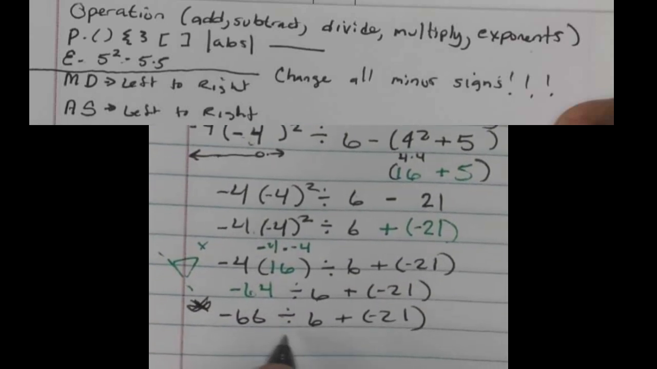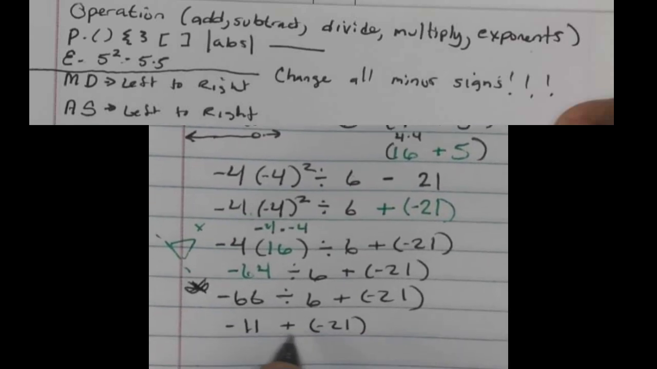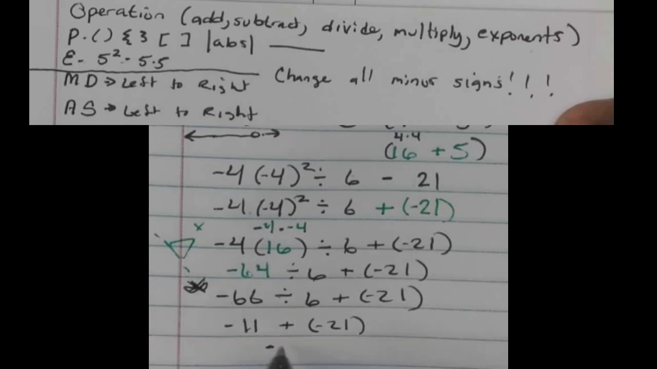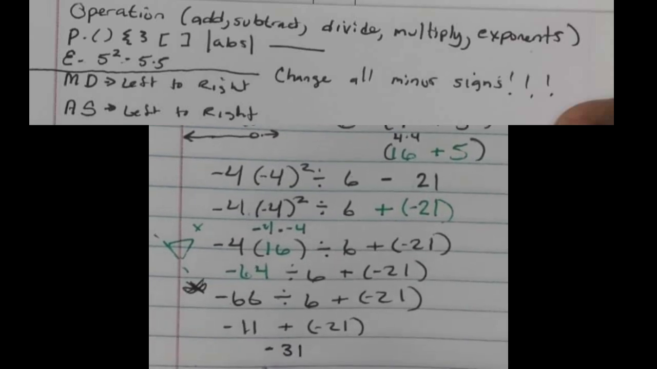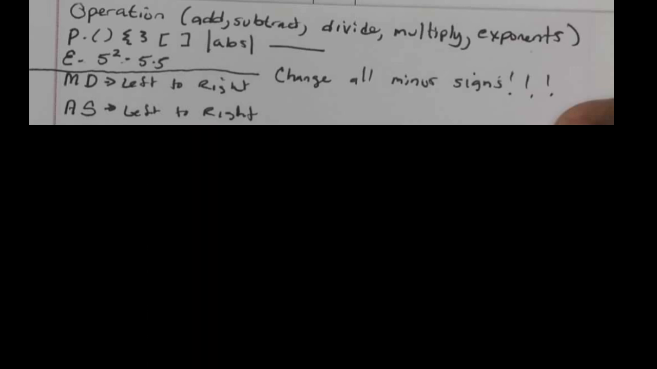Alright? What would you do first? Divide. Negative 66 divided by 6 gives you a negative what? 11. Negative 11. And we say plus a negative 21. Alright? Same signs, we do what? Add. What we get? Negative 31. Alright? Negative 31. I'm not going to give you no decimals on these problems. It's already hard enough.